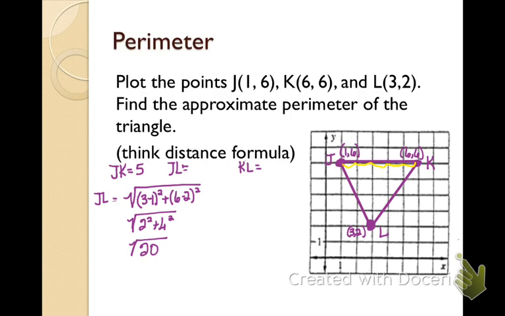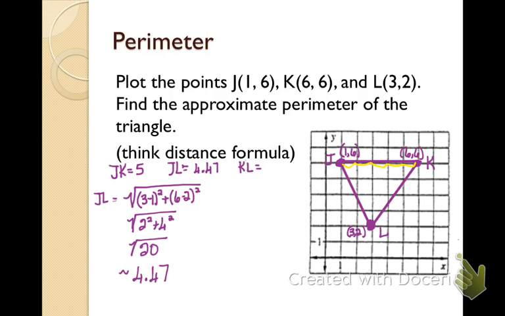Okay, remember that the distance formula is the difference in the x values squared plus the difference in the y values squared, and the square root of the whole thing. It's based on the Pythagorean theorem. So when I put this all together, I get the square root of 20, which is about 4.47. So the length of JL is, let's say, 4.47.